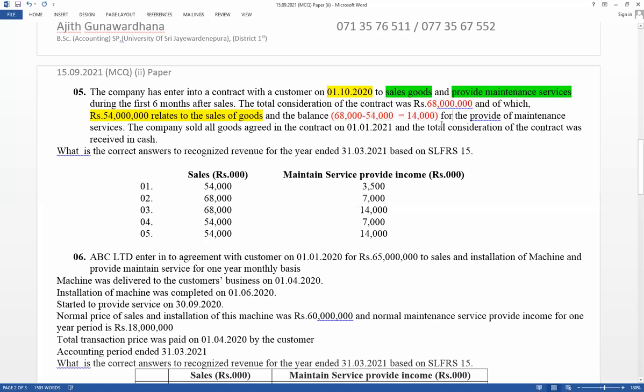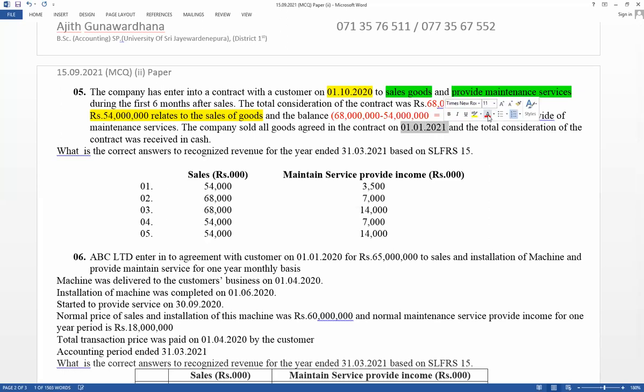Think, values in thousands. Write the rupee value. It has given the rupee value, therefore write the rupee value also. Therefore, this is the amount relevant for providing the maintenance service. Given the company sold all goods agreed in the contract on 1st January 2021. On the sales date it has given. Think about the sales date, 1st January 2021. Therefore, our accounting period ends at the end of the year, 31st March 21. Think about the maintenance service provided during the accounting period: only 3 months. January, February, March. But the sale is already done.